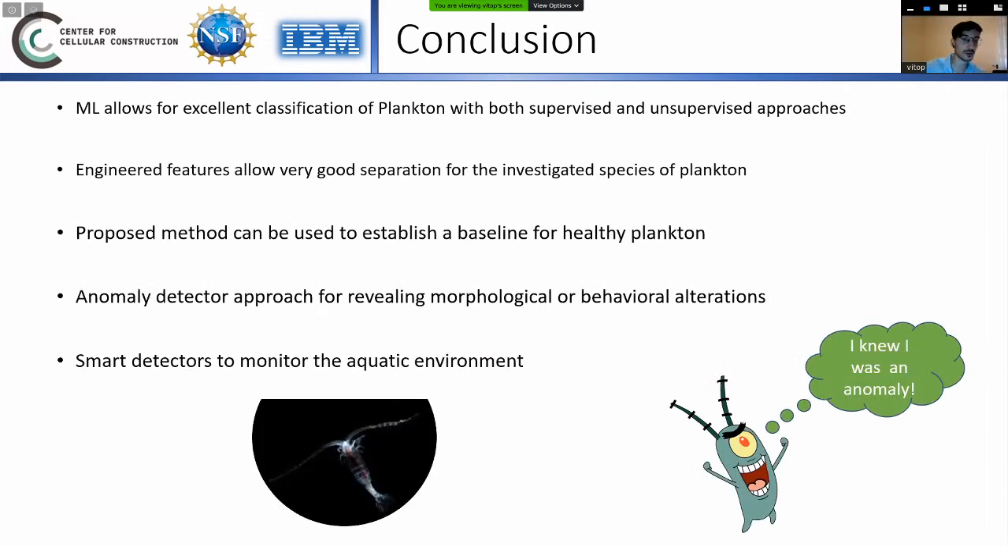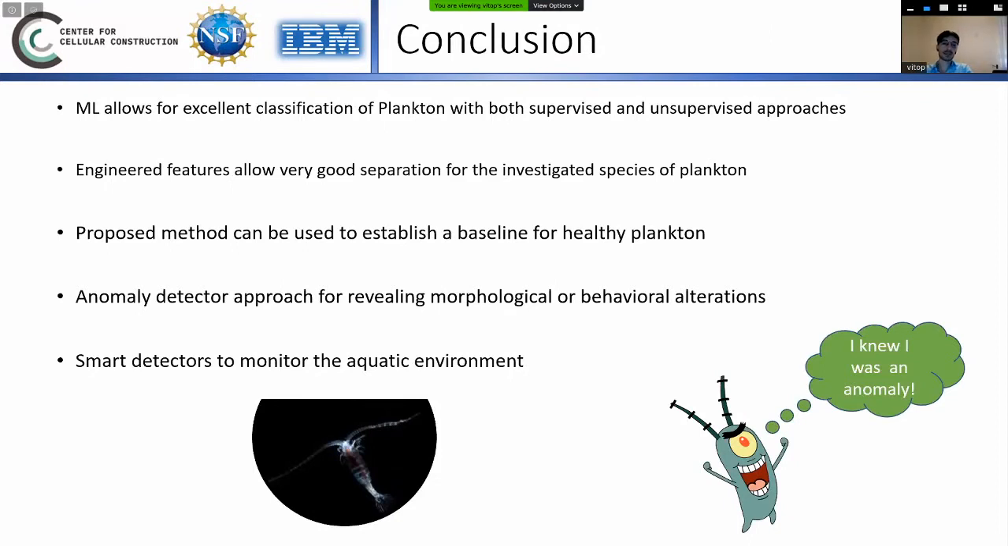Okay, so I can conclude. What I showed you in this presentation is that machine learning allows for excellent classification of plankton with both supervised and unsupervised approaches. About the unsupervised approach that we chose, because we don't want to be dependent on the training samples and we don't want to annotate, we selected a list of 121 features, which allow for very good separation of the investigated species of plankton acquired with a lensless microscope. Our method can be used to establish a baseline for healthy plankton, and an anomaly detector approach can be used for revealing significant deviation from such a baseline, which will correspond to perturbation.